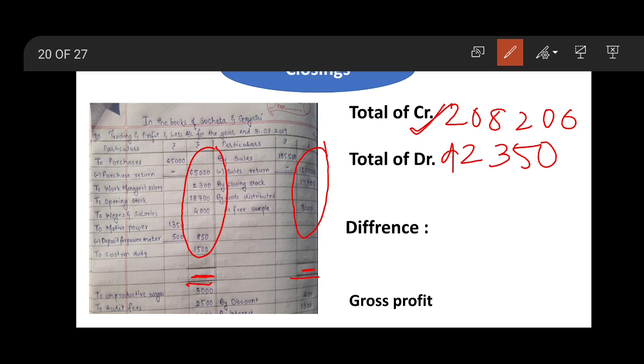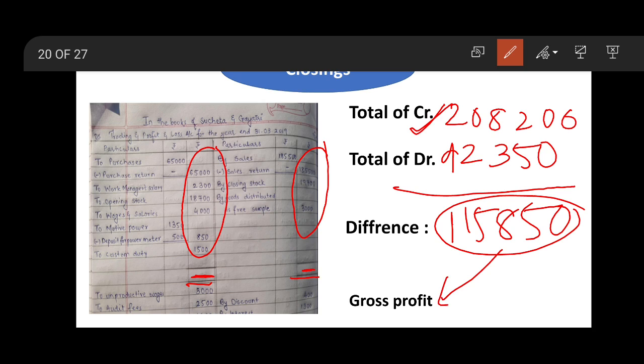Now take the difference of it. How much will you get? You will get 1,15,850. This is nothing but our gross profit. So it is written here on the upside, 1,15,850, writing "to gross profit".